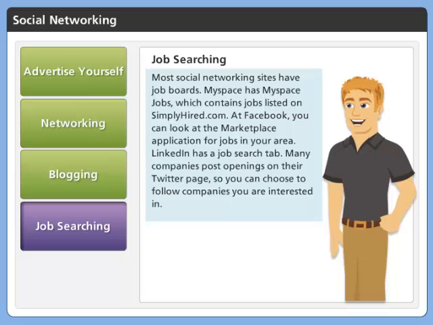Job searching. Most social networking sites have job boards. MySpace has MySpace Jobs, which contains jobs listed in simplyhired.com. At Facebook, you can look at the marketplace application for jobs in your area. LinkedIn has a job search tab. Many companies post openings on their Twitter page, so you can choose to follow companies you are interested in.